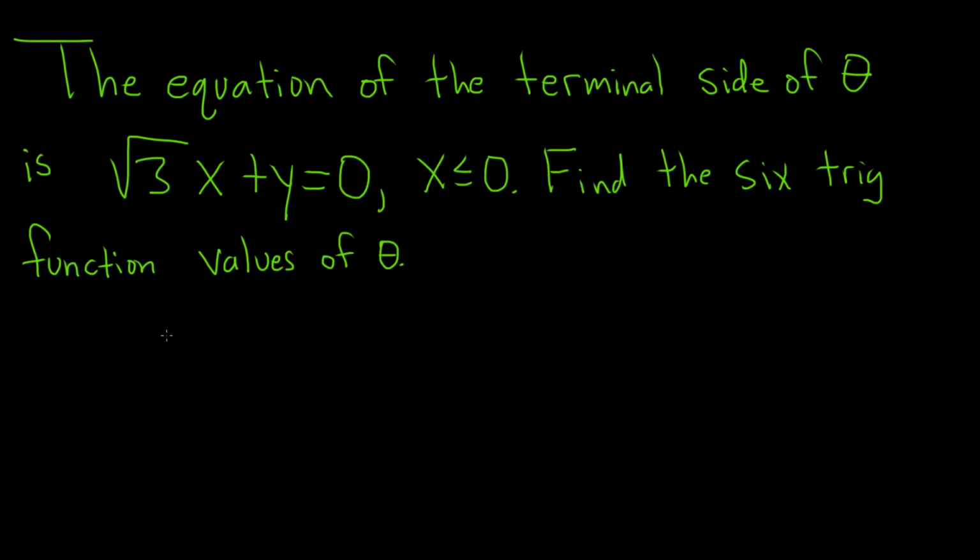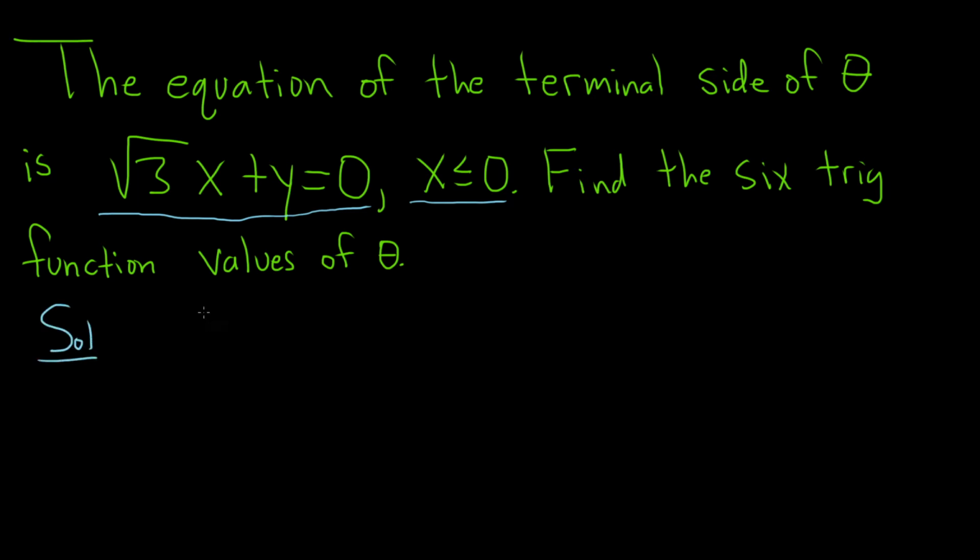The equation of the terminal side of the angle theta is given by this: the square root of 3 times x plus y equals 0, for x less than or equal to 0. Find the 6 trig function values of theta. Let's go ahead and work through this.